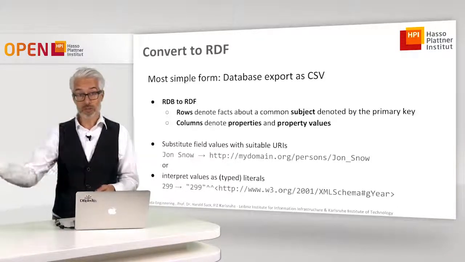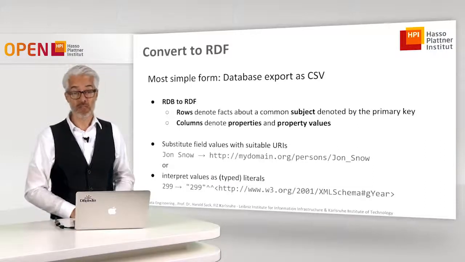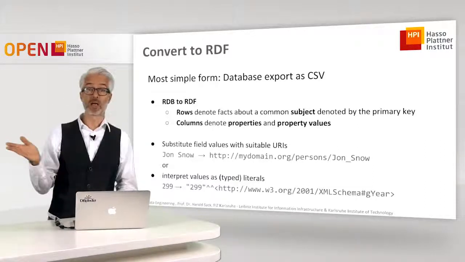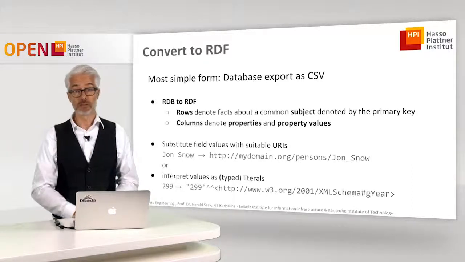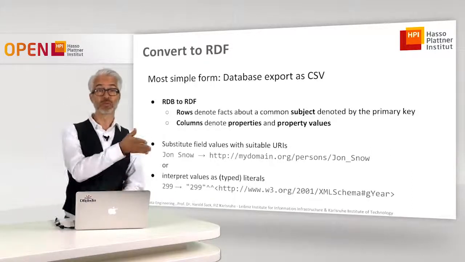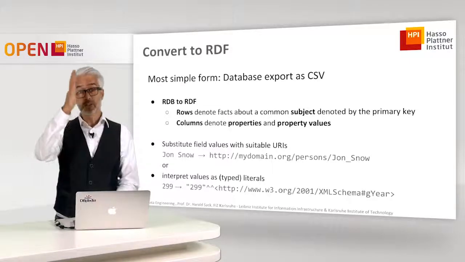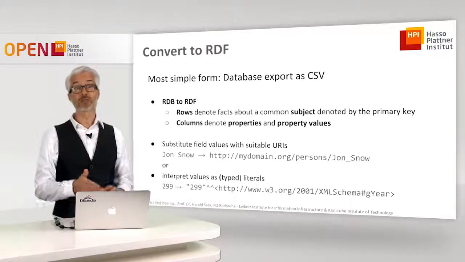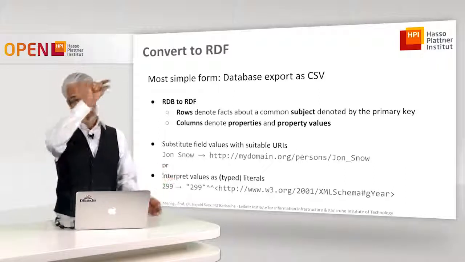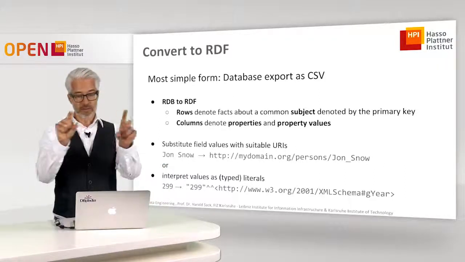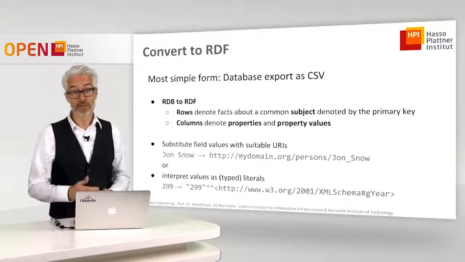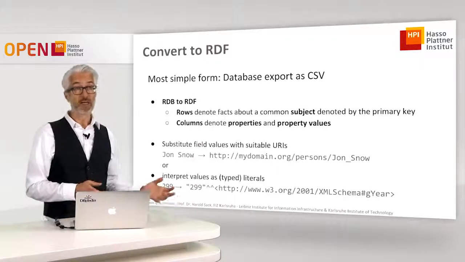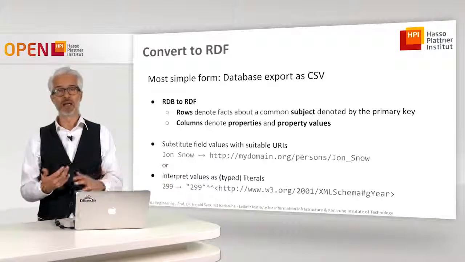So the rows usually denote the facts about a common subject, and this subject is denoted by the primary key of that table. So it's the column that contains the primary key. In our case, it was the name of the person. Then usually the columns denote the properties, and you see the property name in the column header. And then the cells are the property values. And this is the simple interpretation of how to convert a table into RDF.